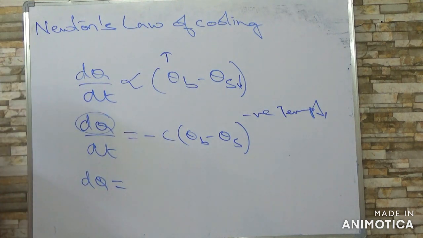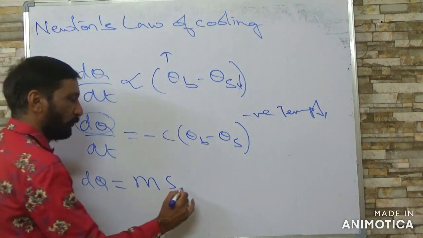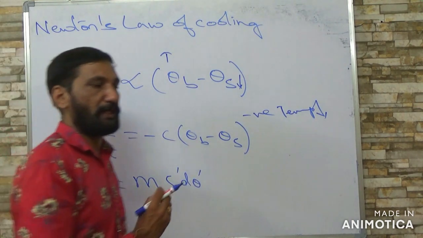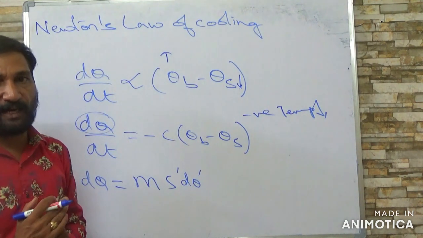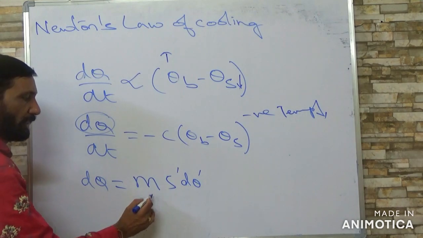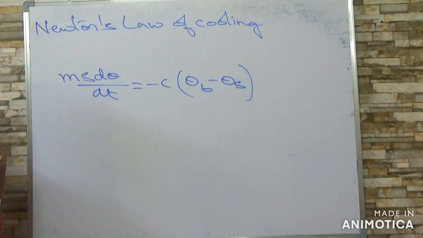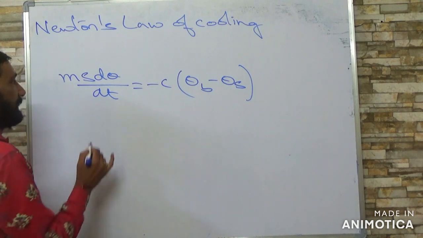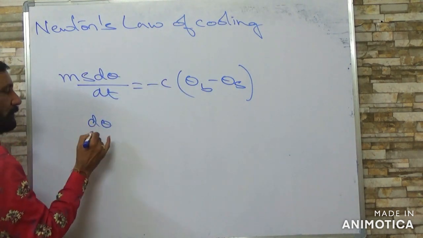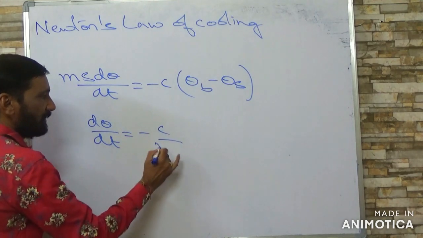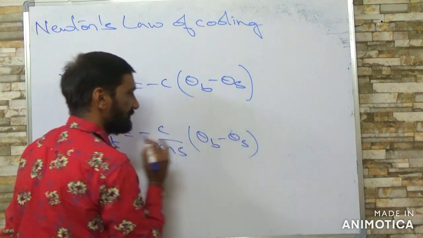dQ is equal to mass into specific heat into difference of temperature. You must have studied this in lower classes: the amount of heat absorption or emission is equal to m s delta T. So dQ is substituted as m s d theta by dt, equal to minus c into (theta_b minus theta_s). The mass of the body is constant, specific heat is also constant. Take this to the other side. So d theta by dt is equal to minus c by ms into (theta_b minus theta_s).